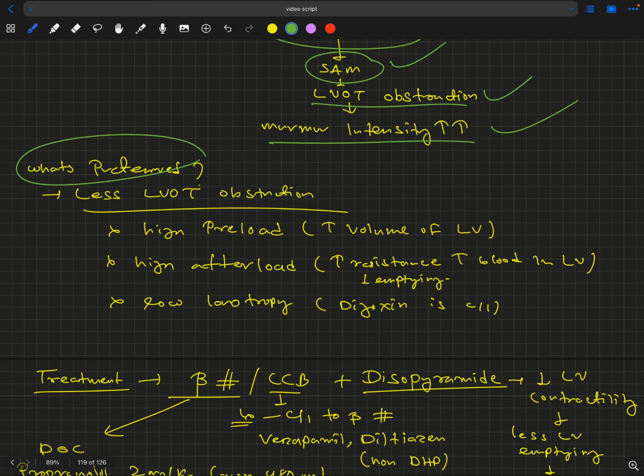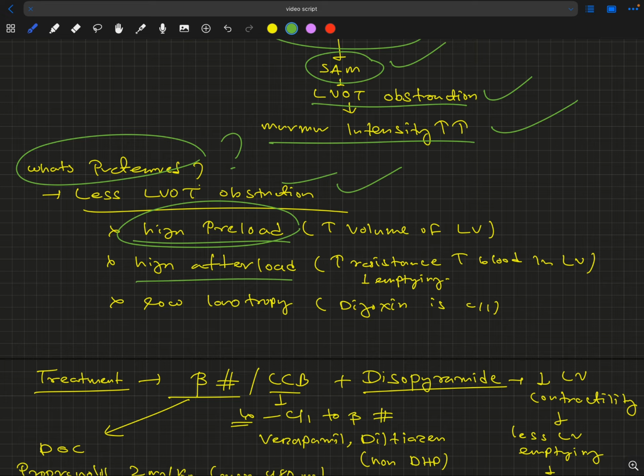So what is preferred in case of HOCM? We have to prefer less LVOT obstruction, because the problem is due to left ventricular outflow tract obstruction. So how can we make the LVOT obstruction less? By increasing the preload. When there is high preload, there will be more blood inside the left ventricle. That will lead to ventricular stretching, which makes these two structures, the septum and the anterior mitral leaflet, far away from each other. That will lead to a decrease in obstruction.